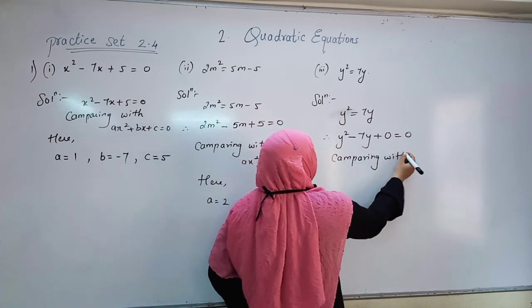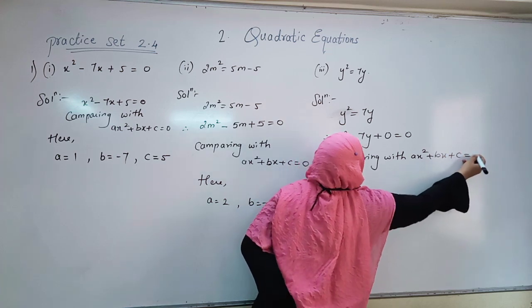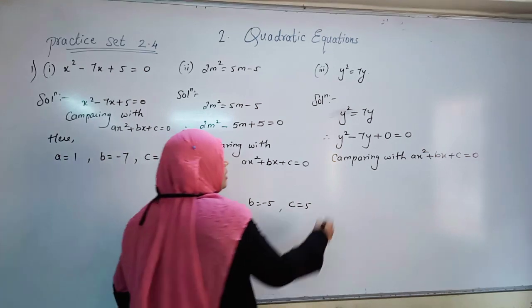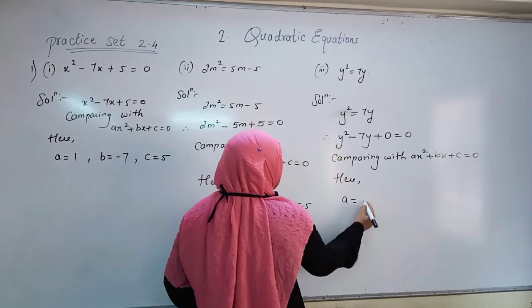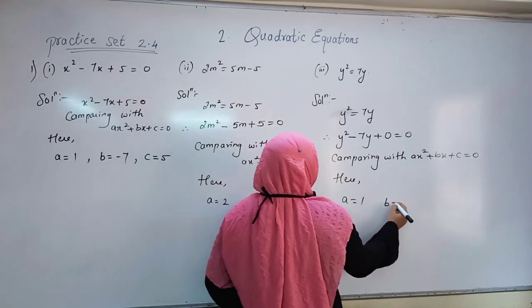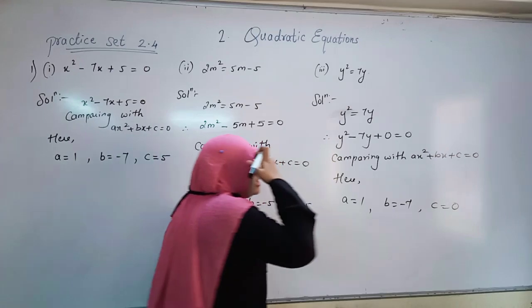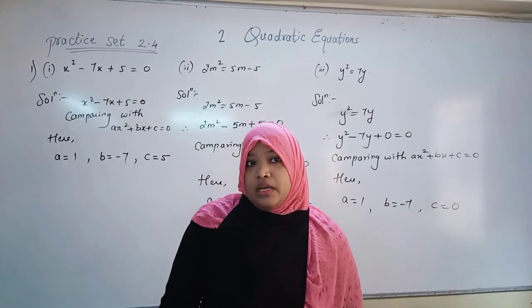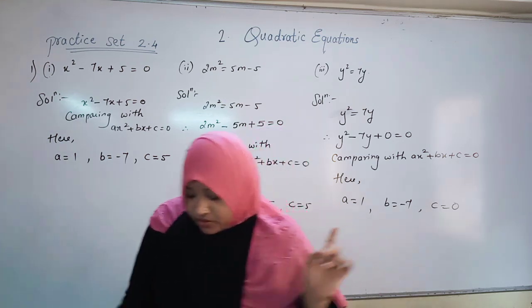Here we are going to write comparing with. What is the standard form of the quadratic equation? ax square plus bx plus c. Come on, here the value of a. What is the value of a? We got here 1. The value of b is minus 7. And my value of c will be 0. Understood? Before also we have done this, but it is a separate question that will be asked for 1 mark. Have a look fast.